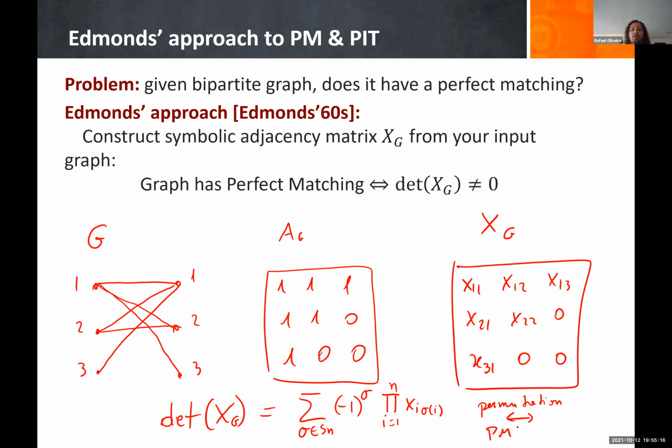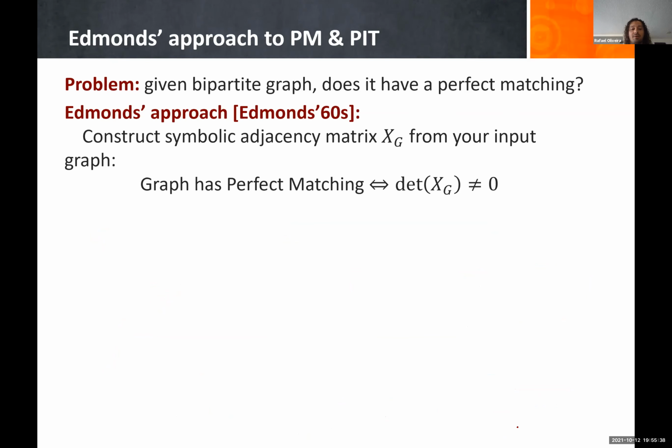This was done by Edmonds, and actually Tutte did it before Edmonds, for any graph. We have the Tutte matrix, which is a little bit more complex. This history is a bit weird because they were both in Waterloo as well, but those things happen. And as we'll see, it happened again, also for us.